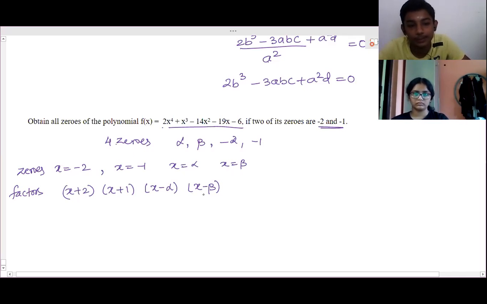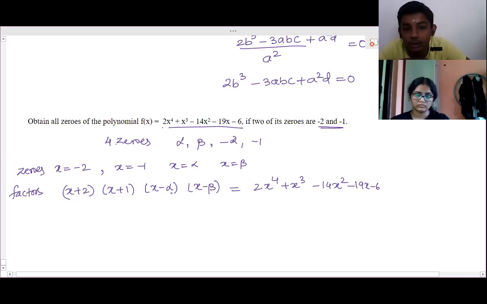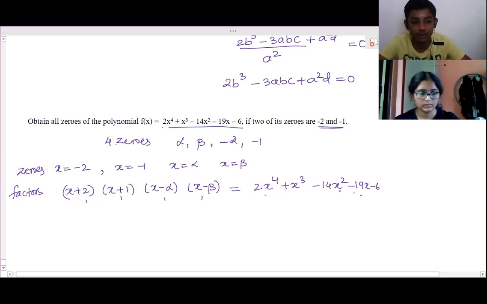And when you take the product of all these, you will get the same polynomial, 2x to the power 4 plus x cube minus 14x square minus 19x minus 6, right? The LHS product and the RHS value will be exactly equal, because these are the factors of this polynomial. So when you multiply these 4, you will get the same answer as fx. Is this step clear? Yes, ma'am.